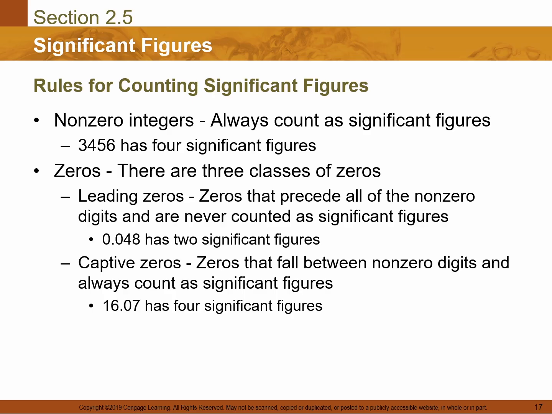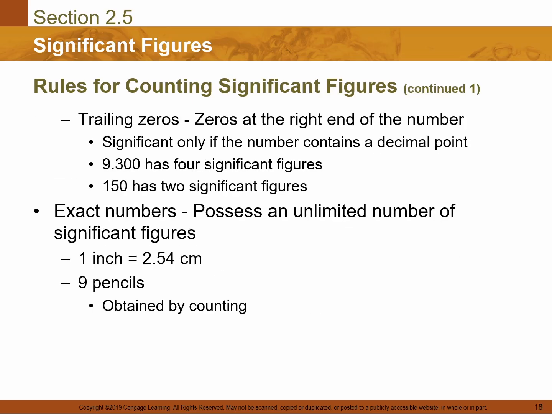The location of a zero, not just the fact that it is a zero, determines whether or not it counts for its significance. Trailing zeros are zeros at the right end of a number. On this slide, they're significant when a decimal point is shown. So 9.300 has 4 significant figures. A number written as 150 without the decimal point is treated as having 2 significant figures.